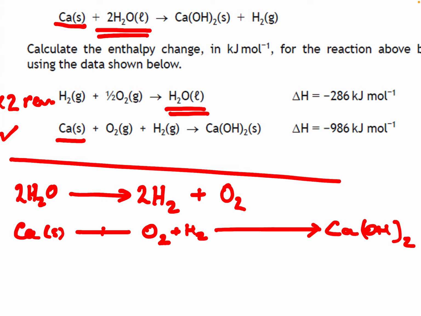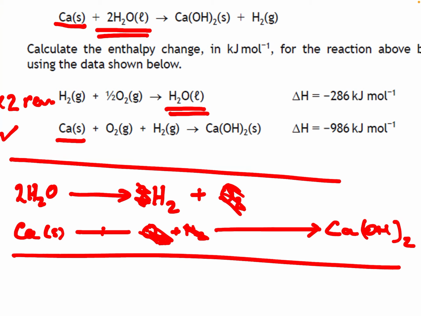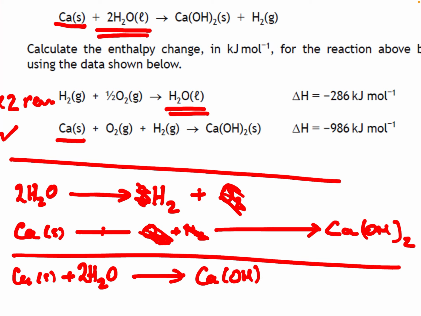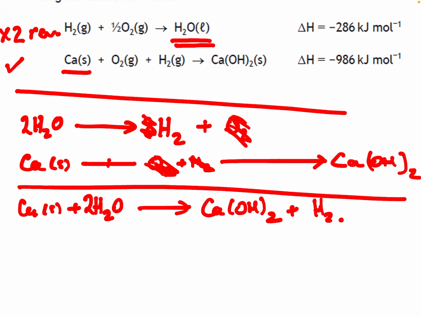Okay. And now let's look at places where we can actually look at cancelling things out. So, if we look at this, bearing in mind that's a big plus, we can cancel out one of those H2s, and we can cancel out these O2s, which means that we've got our target equation. We've got Ca plus 2H2O going to Ca(OH)2 plus the H2. So that is correct. So we've done it right, we've got the right thing.